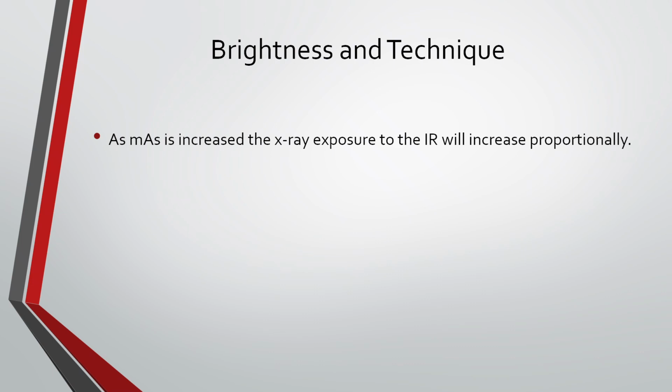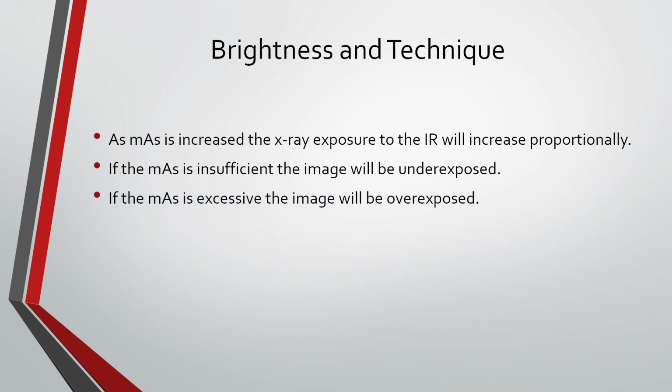So about the emission spectrum of X-rays, if we double the mass, the amount of X-rays produced, the amount of X-rays that's going to reach the IR, is going to double as well. If the mass is insufficient, the image will be underexposed. If the mass is excessive, the image will be overexposed. So for us, an overexposed image, where there's too much mass, is going to be too dark. Okay, an underexposed image is going to be too white.